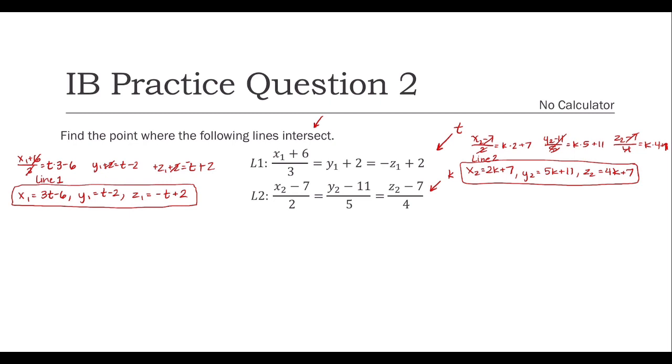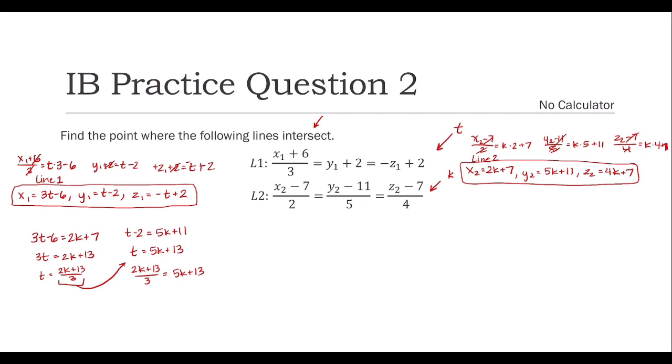So we're going to set x1 equal to x2. So 3t minus 6 equals 2k plus 7. We'll solve for t by adding 6. So 3t equals 2k plus 13, and then dividing by 3. So t equals (2k plus 13) over 3. Now we'll set y1 equal to y2. So t minus 2 equals 5k plus 11. We'll add 2 to both sides, so we get t equals 5k plus 13. And then we can substitute this in for t. So we get (2k plus 13) over 3 equals 5k plus 13.